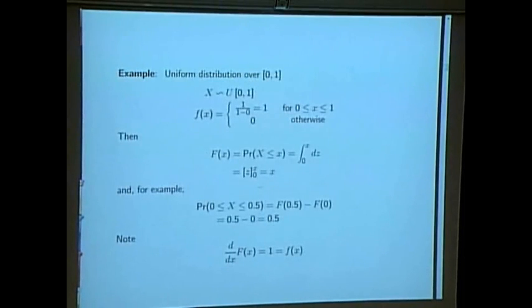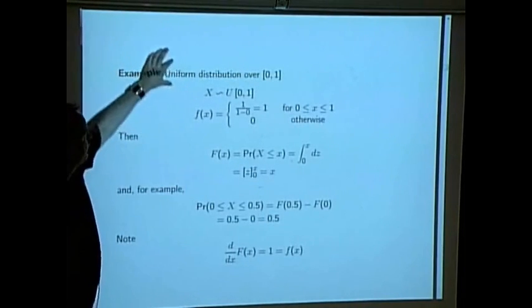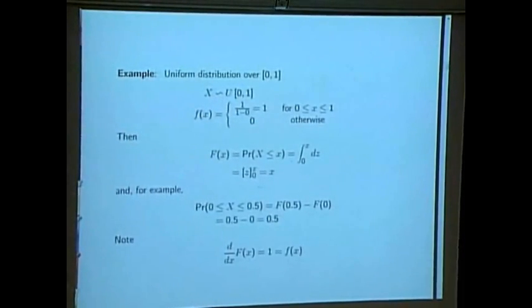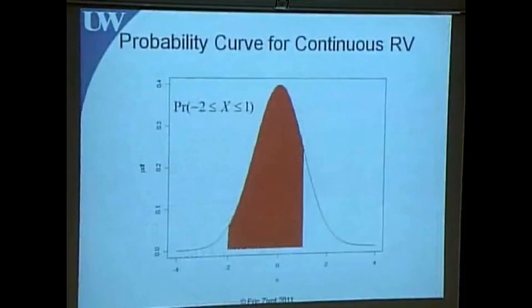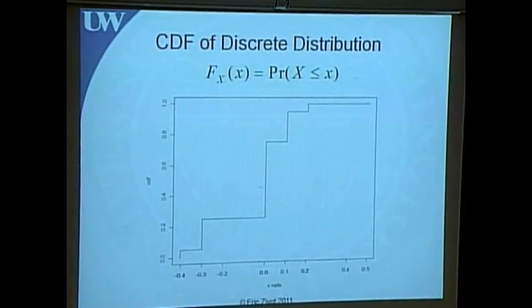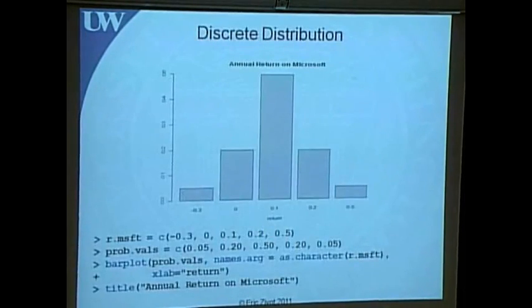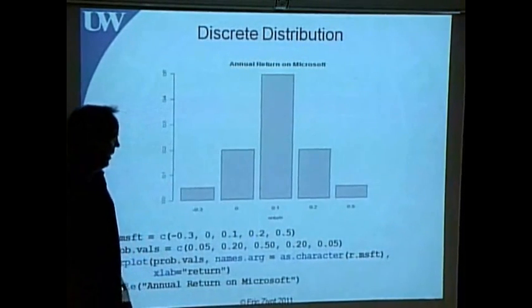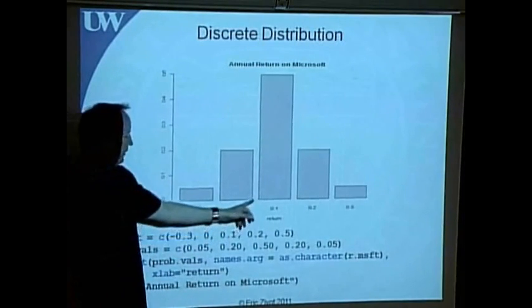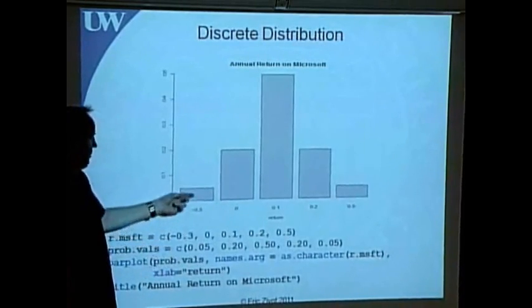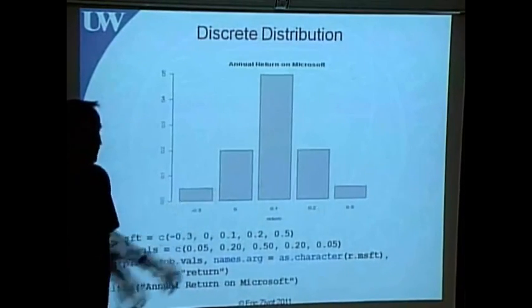Okay. So let's look at an example. Suppose we have a uniform distribution over 0. Oh, actually, before we go to the uniform distribution, let's just look at this discrete distribution for Microsoft stock that we had before. So this is the probability mass function. And if we want to know what is the cumulative distribution, what is the probability that x is less than or equal to 0, well, it's the sum of the probabilities that x is less than 0.